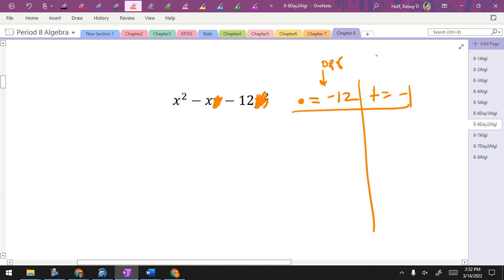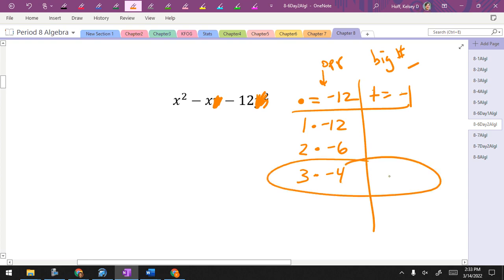So that tells you big number is negative. What are my factors? 1 times negative 12. 2 times negative 6. Yep. And by this point, you guys are looking at this going, I know the answer, Miss Hoff. It is 3 and negative 4, right?